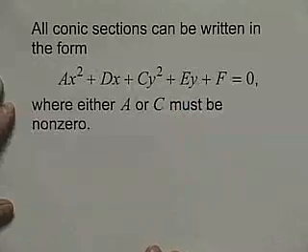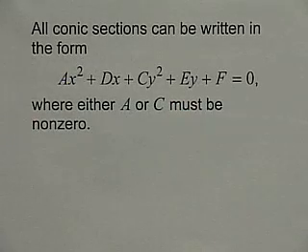All conic sections can be written in the form ax squared plus dx plus cy squared plus ey plus f equals 0, where either a or c must be non-zero. Well, we can narrow this down to specific ones as indicated in the following table.